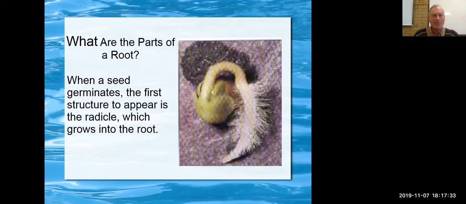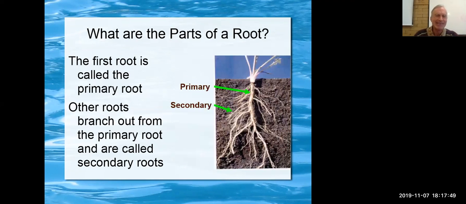The parts of a root. When a seed germinates, the first structure to appear is the radicle, which grows into the root. And this root looks hairy because it's covered with root hairs, and we'll talk about those later on. So the first root is called the primary root. That's the main root that goes down into the soil. And then other roots branch out from the primary root. They're called secondary roots.